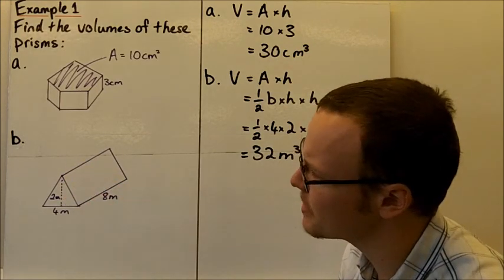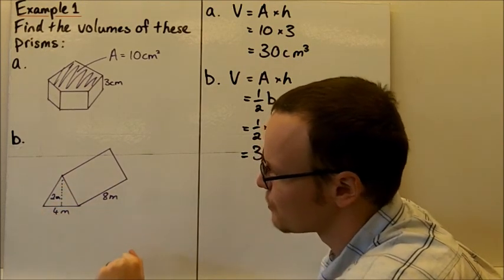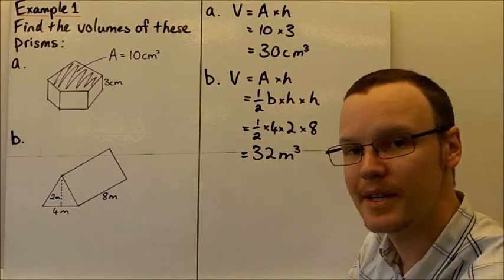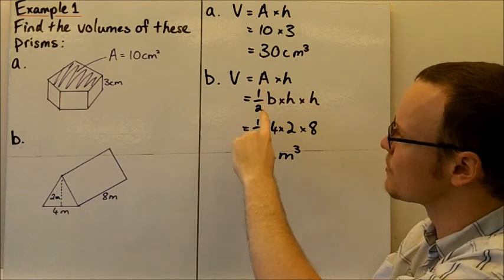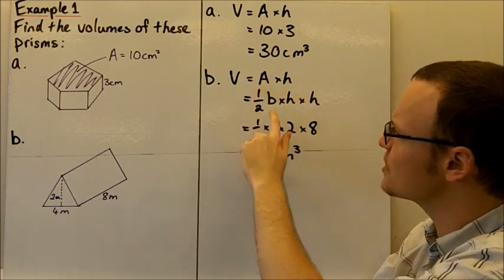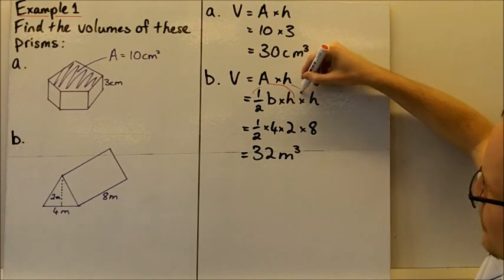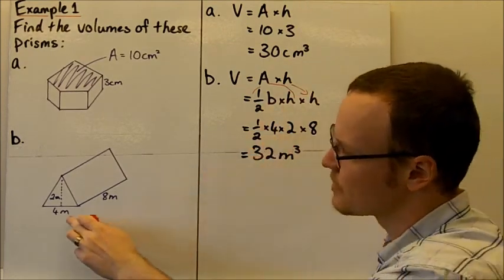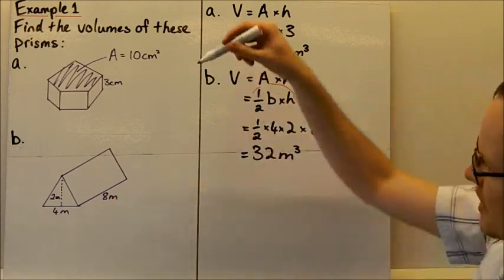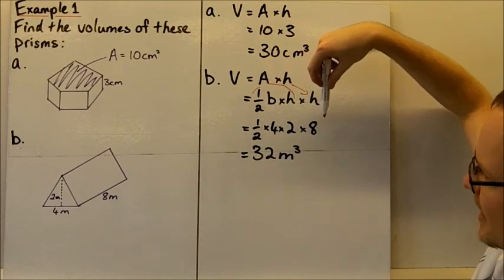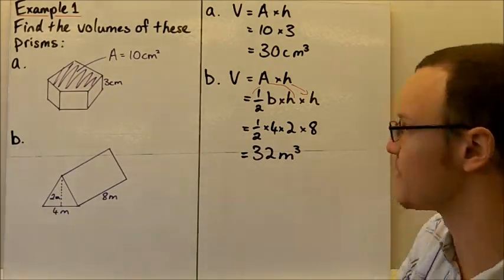Looking at this second prism here, we've got a triangular prism. The perpendicular height of the triangle is 2 metres, the base of the triangle is 4 metres, and the height of our actual prism is 8 metres. So volume is area times height. The area of the triangle is a half base times height. So don't get confused with these heights. This is our triangle here, and that's the height of our prism there. So the base of our triangle is 4 metres, the height of our triangle is 2 metres, and the height of our prism is 8 metres. So here we've got 1/2 times 4 times 2 times 8, and that's equal to 32 cubic metres.